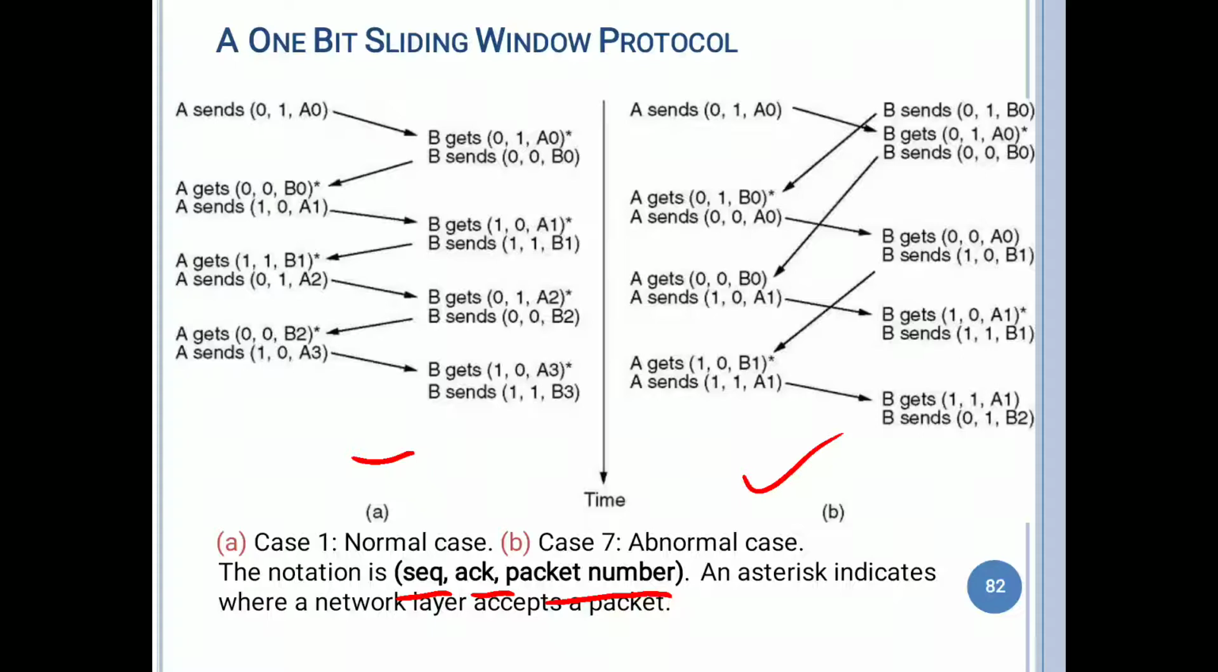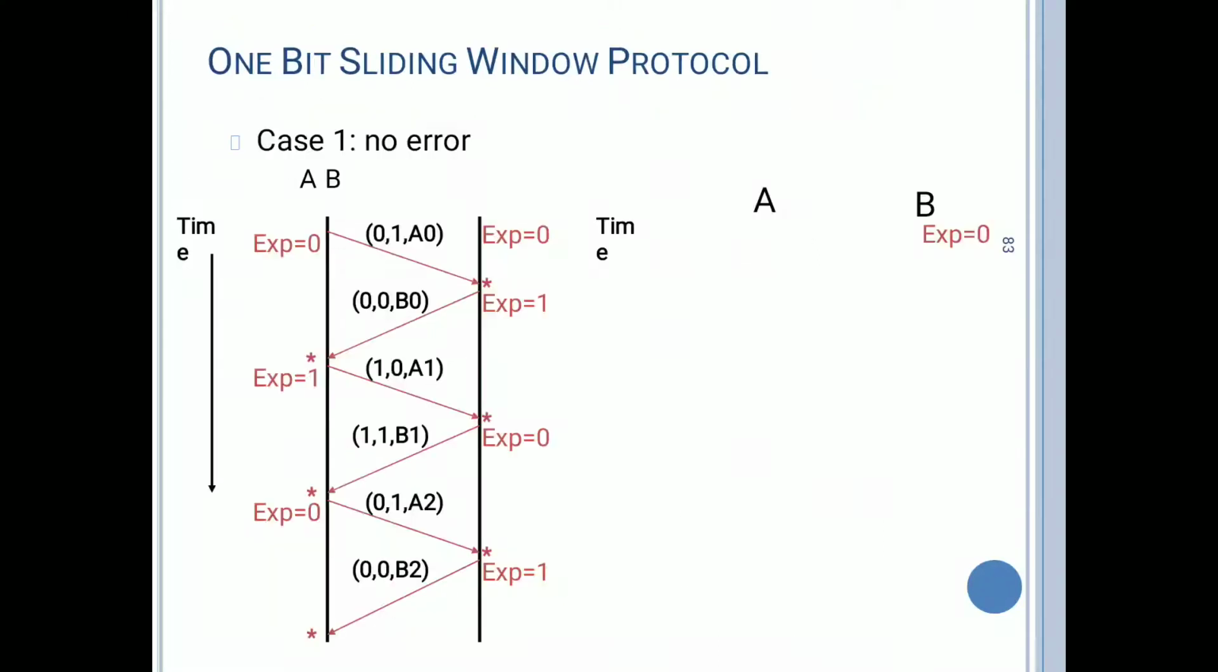Because both A and B send the data at the same time. So this is a simple example of the 1-bit sliding window protocol. Here we have some cases. Because while transmitting the data there may be possibilities of errors or other things, we have 6 different cases. We'll see them one by one.